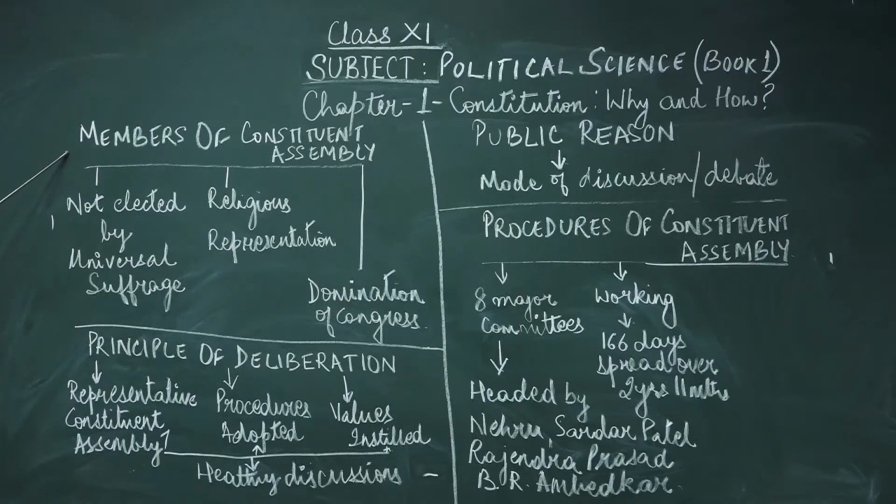Who were the members of the Constituent Assembly? How were they elected? We cannot name all the members of the Constituent Assembly, but we can know how they were chosen. Well, they were not elected by universal suffrage.